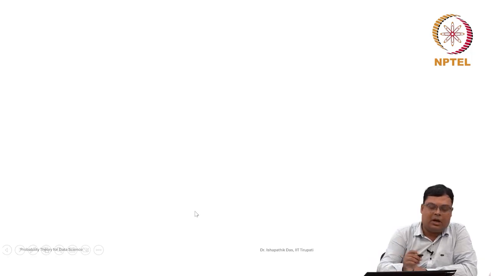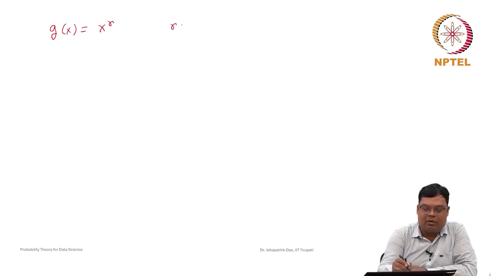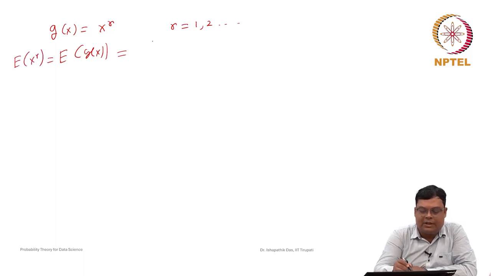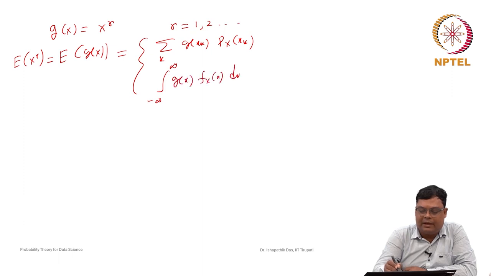For example, suppose we want to find g(x) equal to x to the power r, where r may be 1, 2, anything, the positive integers. We are interested in the positive integers, so what will be the expected value of g(X)? By definition, it is nothing but the expected value of X to the power r. This is the summation of g(x_k) P(X = x_k) over k, and this is the integral from minus infinity to plus infinity of g(x) f_X(x) dx by definition.